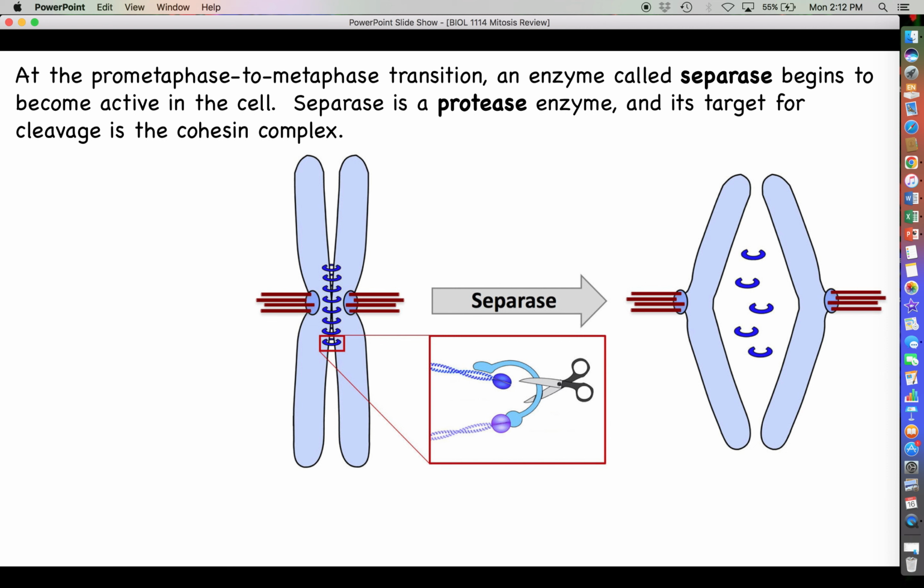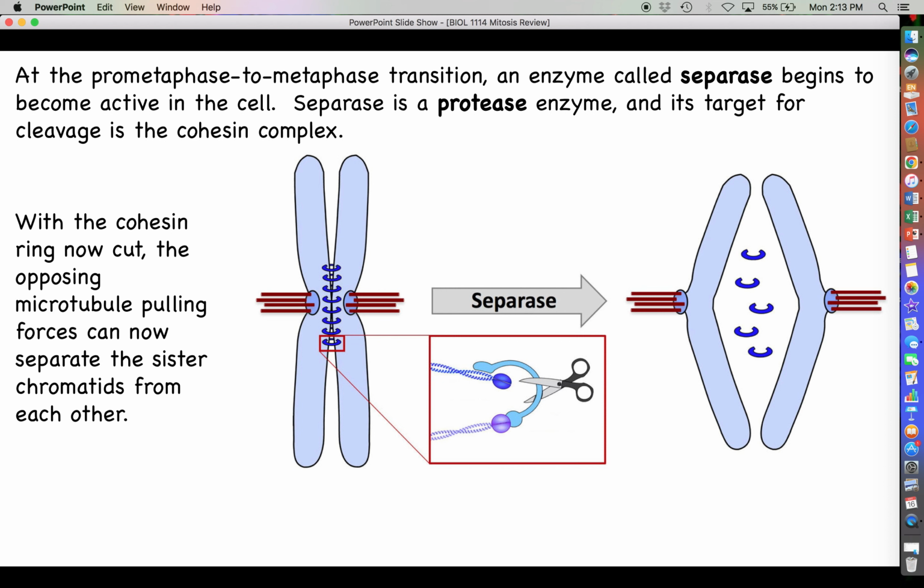So when we move from the prometaphase to metaphase transition, once we get to the point where we're about to pass the spindle checkpoint, an enzyme called separase is going to start to become active inside the cell. Separase is a kind of enzyme called a protease. A protease enzyme is basically a little pair of scissors that is going to cut proteins in half, okay? So separase is specifically going to cut the protein that makes up the cohesion complex. And essentially what that's going to do is dissolve the glue that is holding these sister chromatids together.